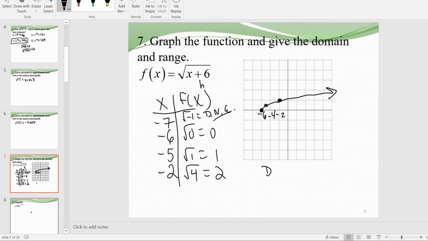What is the domain? I believe in my notes we said that x is greater than or equal to -h, or really it's h. And since this is a positive 6, our h is -6. So greater than or equal to -6. You should also be able to see that from the picture. How far left does it go? -6. If I wanted that in interval form, -6 to infinity. Our range, the lowest y value: y is greater than or equal to 0, or 0 to infinity.